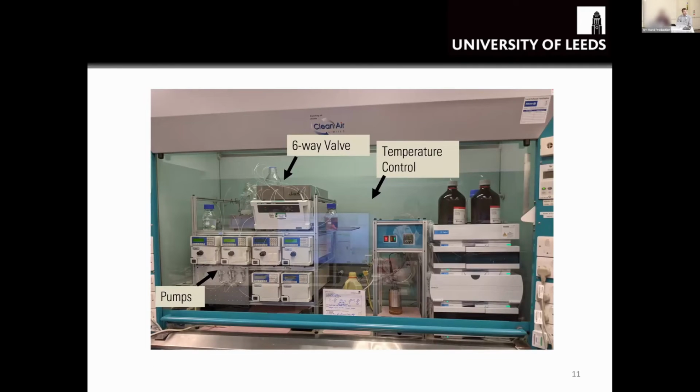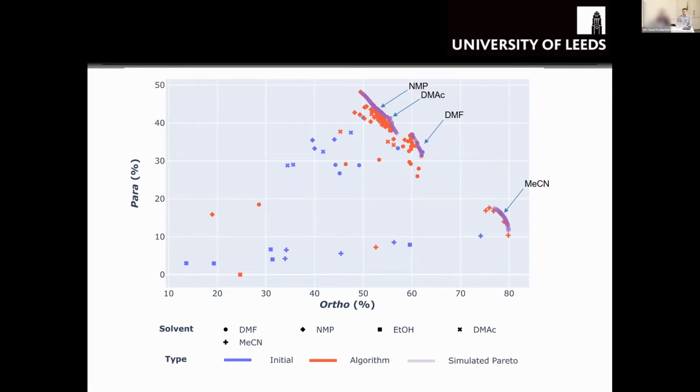But what we end up doing, this is the lab system. So we've got several pumps, a reactor in the middle and an HPLC online. But you can see what you can end up doing is you can understand the relationship between ortho and para in relation to the temperatures, the conditions and the solvent we used.